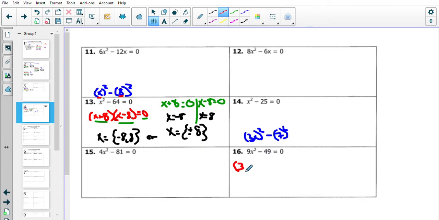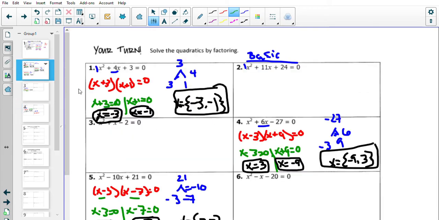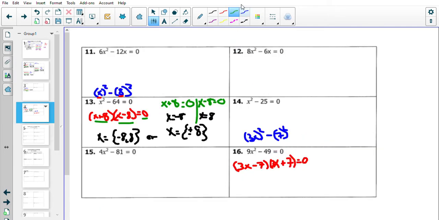So let's do that. 3x minus 7 and 3x plus 7. And again, set equal to 0. Now this is the first one that we've done so far where actually our x has a coefficient that's not 1. Every other one that we've done, all of the x's have had coefficients of 1. So this is the first time that we haven't had that. Nothing changes here though. We just have a 2-step equation to solve.